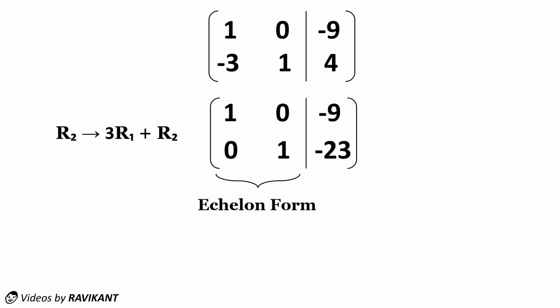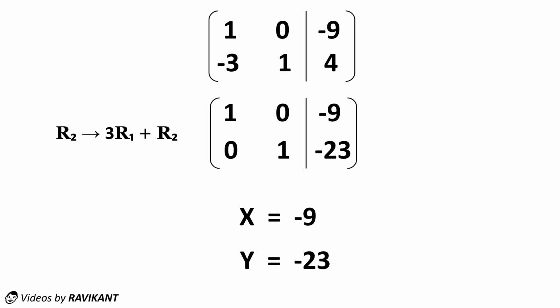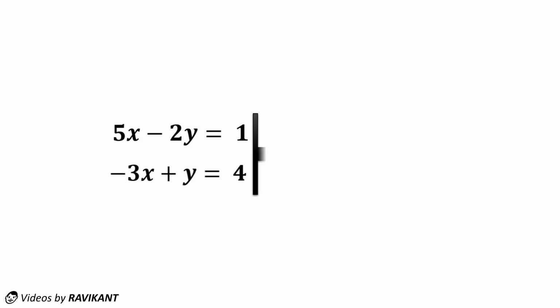So after getting the echelon form, we will stop the procedure and check the second side elements, which are minus 9 and minus 23. On the second side, minus 9 and minus 23 will be the values of x and y respectively. These are also known as the values of the unknown variables. So we have got minus 9 as the value of x and minus 23 as the value of y. So by this method we also get the same result.